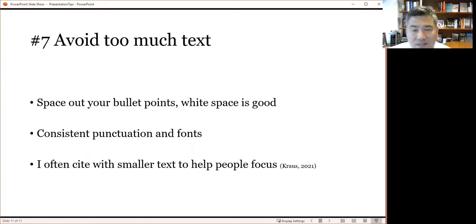Consistent punctuation and fonts. So don't get overwhelmed with the punctuation. You can leave your bullet points not as complete sentences, but as abbreviated summaries. That'll reduce the text. And then often cite with smaller text so you help to not busy up the slides. So here I'm citing myself with slightly smaller font. Be consistent across your slides. Consistent text sizes. Consistent text types. That sort of thing is important, and I think increases the visual appeal of your slides in general.